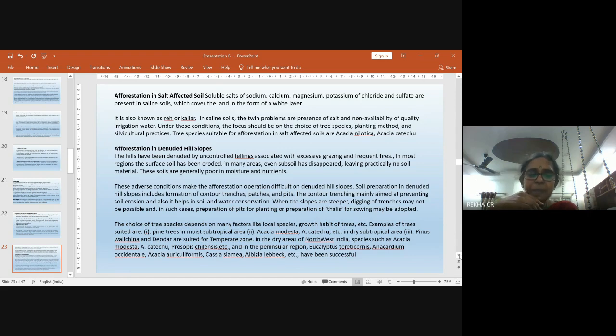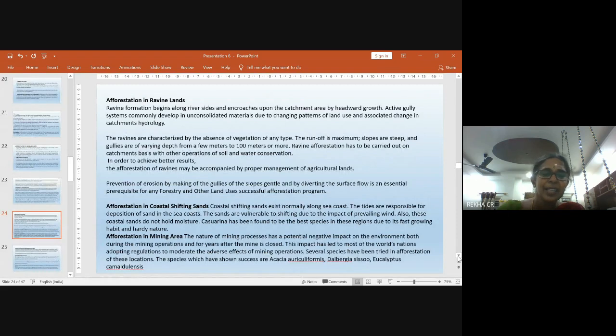For example, pine trees are more suitable in subtropical areas, Acacia species in dry subtropical areas, and deodar is suited for the temperate zone. In the dry areas of northwest India, Acacia species like Acacia catechu and Acacia modesta are grown. So the choice of the tree species mainly depends on the local species, growth habit, climatic conditions, etc.